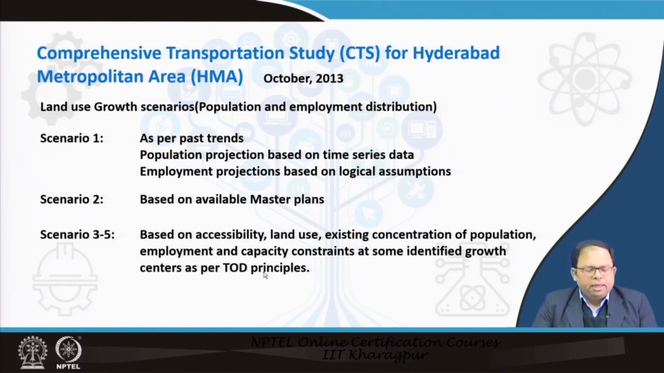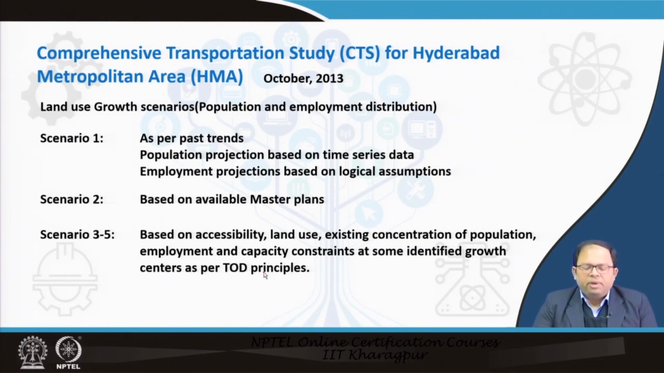And in scenario 2, the existing master plans available for that particular area have been considered, but it was found that the master plan or development plan overestimates the population, and then certain modifications were done. More or less it has adhered to the proposed land use given in the master plans, which is the future land use for that urban area. So no modeling was taken up.